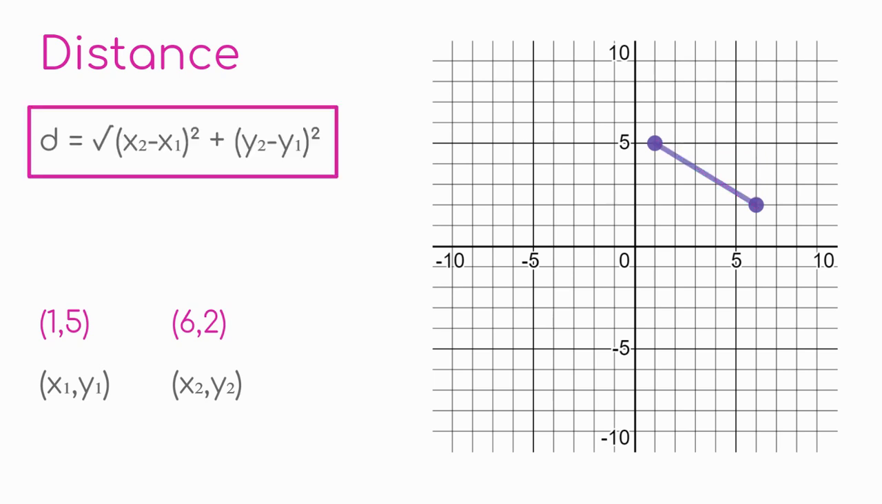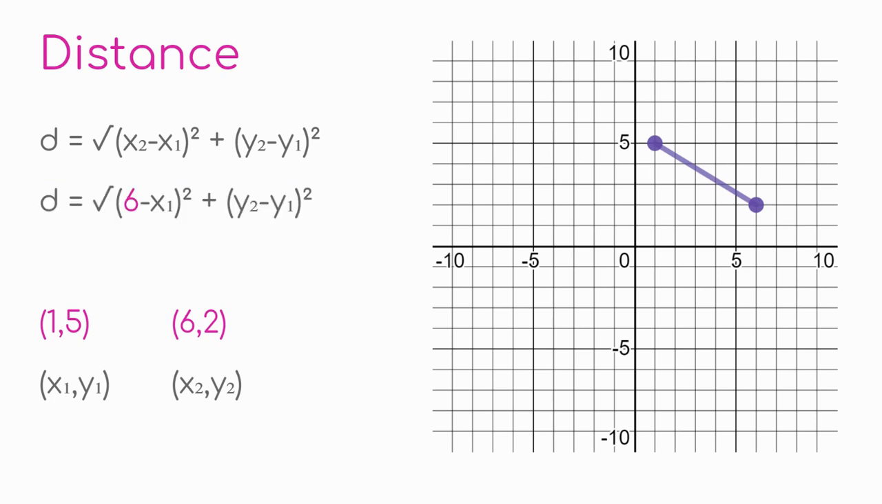So the formula is d for distance equals the square root of (x2 minus x1) squared plus (y2 minus y1) squared, where x1, y1, and x2, y2 are two coordinates on my line. So my x1, y1, and x2, y2 would be the two endpoints of the line I'm trying to find the distance of. So in this case, this line, my x1, y1 would be 1, 5, and my x2, y2 would be 6, 2.